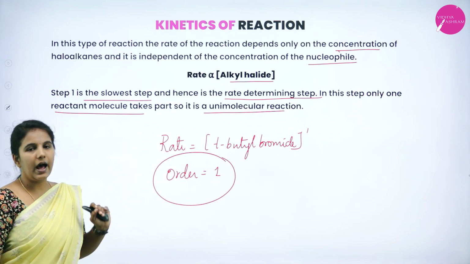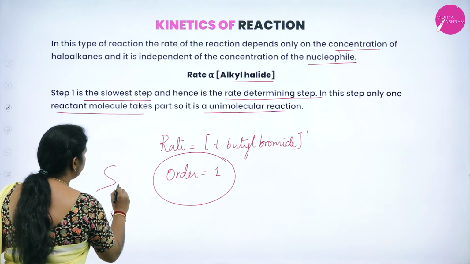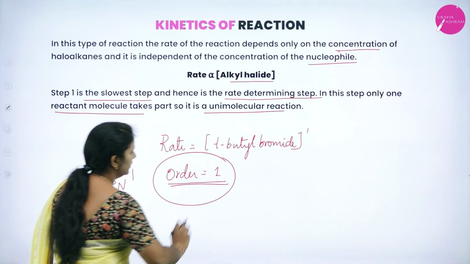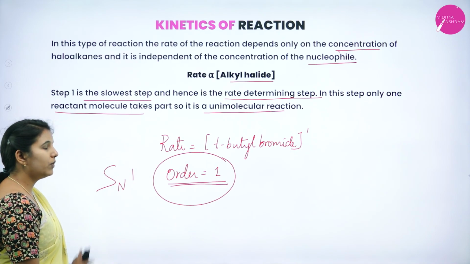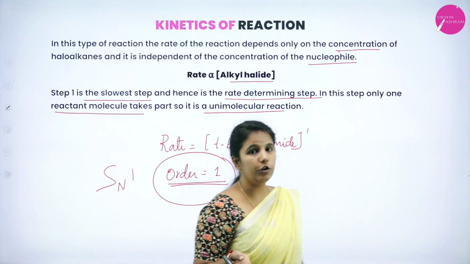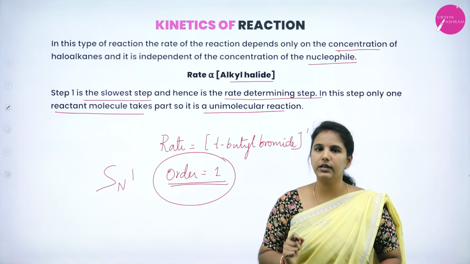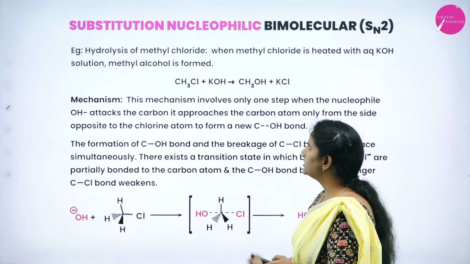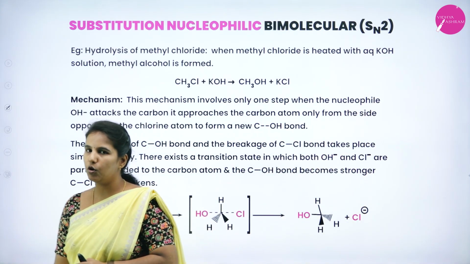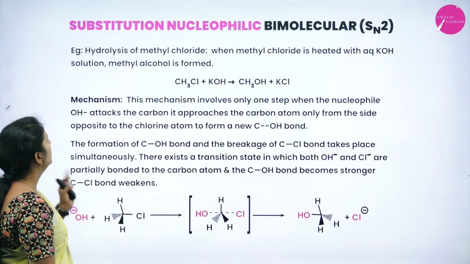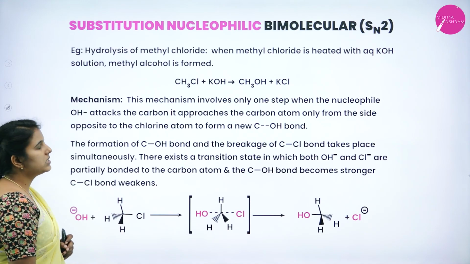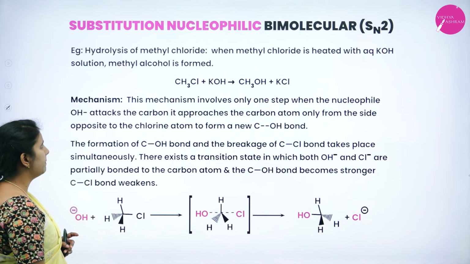This is why I call the SN1 reaction mechanism a first order reaction mechanism, because only one reactant is involved and it is independent of the concentration of the nucleophile. Hence it is a first order reaction. Now let us see what is substitution nucleophilic bimolecular reaction. Let us take an example for this. I'll take the hydrolysis of methyl chloride as an example.